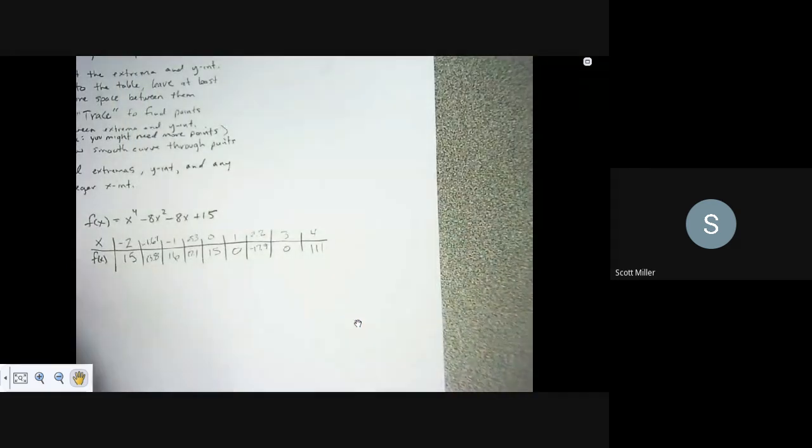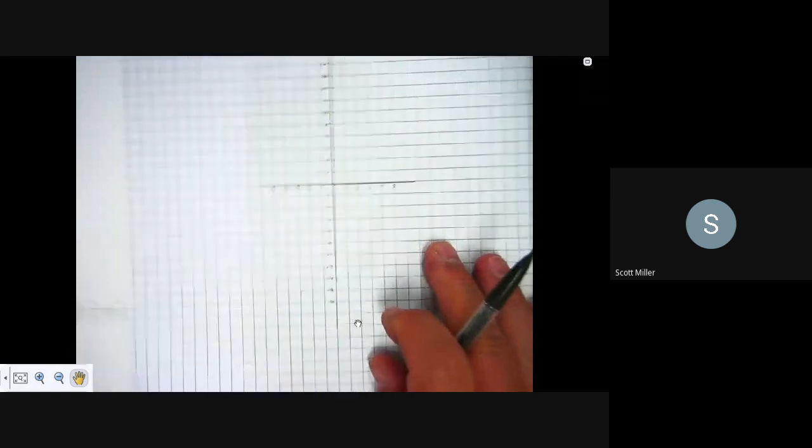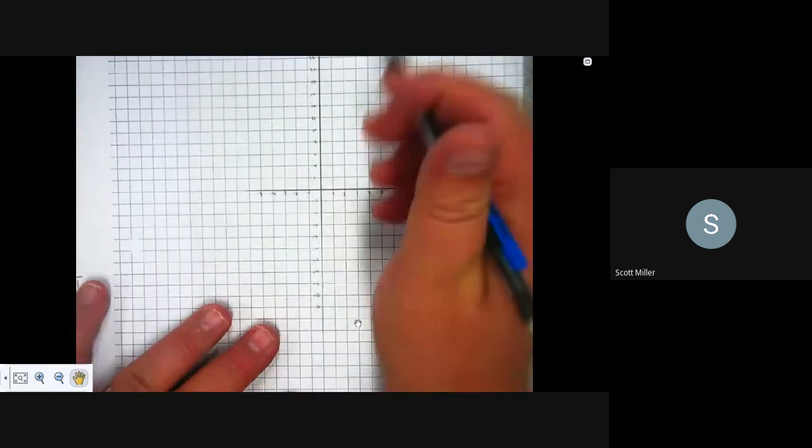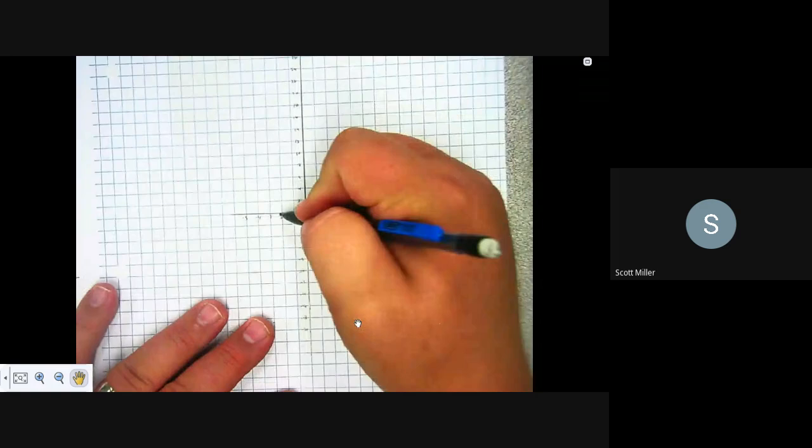Let's see if I can go back to it. And so we're going to draw that picture based off of that onto our graph paper. So here's my graph paper for it. We're going to put in our numbers. It's hard to see the table at the same time, but I'll just read them off to you. So the first point we had was a -2, 15.